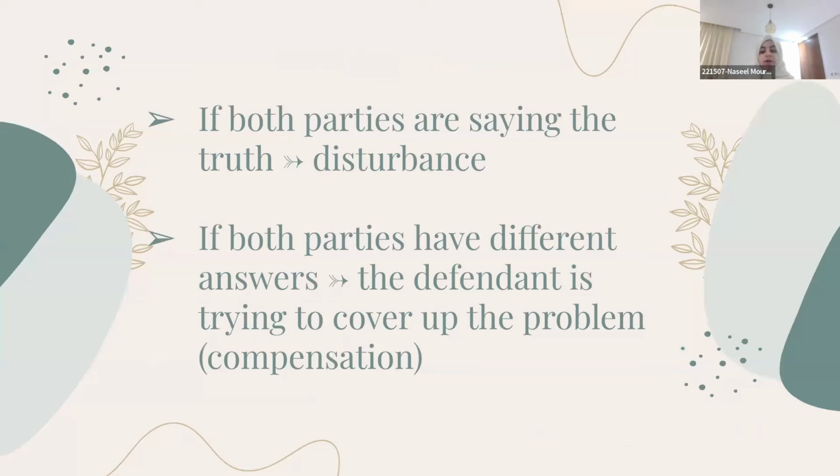Now keep in mind that if both parties are saying the truth, then this is the disturbance. However, if both parties have different answers, so the pH is saying I'm in acidosis and the PCO2 is saying I'm in alkalosis, this means that the defendant is trying to cover up the problem, it's trying to cover up what's happening, and this is compensation. So always see who's lying. The person that's lying, that's compensation. If it's saying the truth, then this is the disturbance.